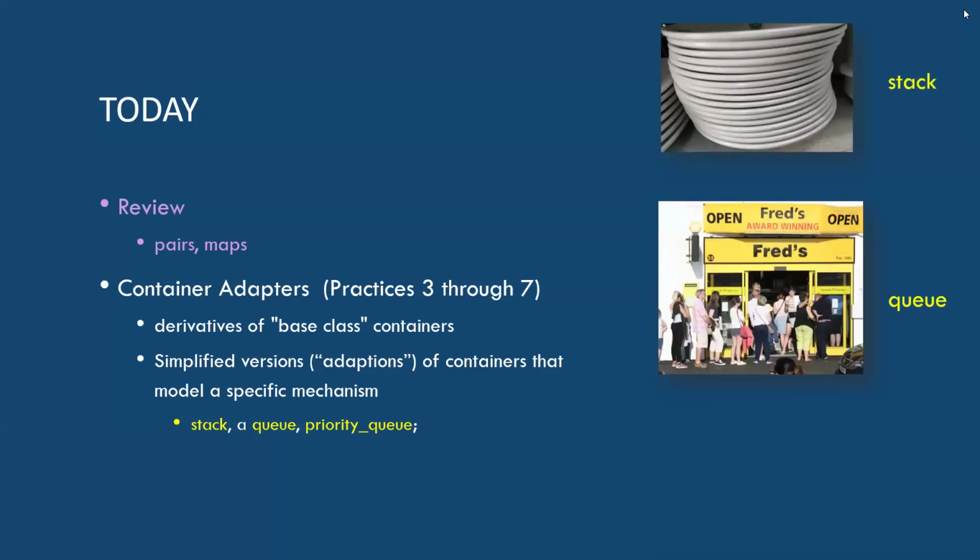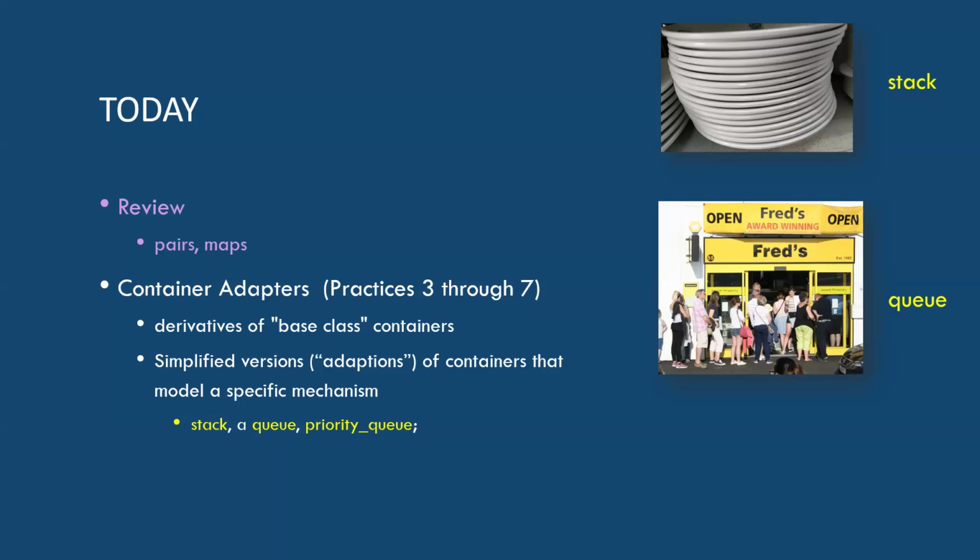Is really just lining up for food. So if you line up to go into a restaurant, whoever gets in line first gets served first. So we call that first in, first out, or FIFO. So a queue is something we call a FIFO data type. And a stack is a LIFO, last in, first out. Whichever plate we put in last, that's the plate we take off the top.